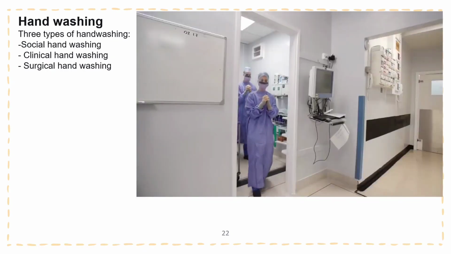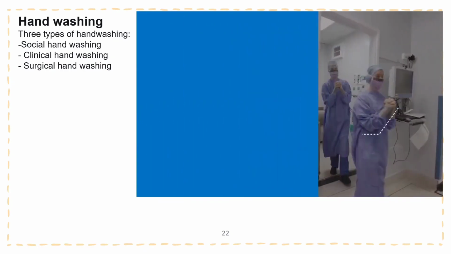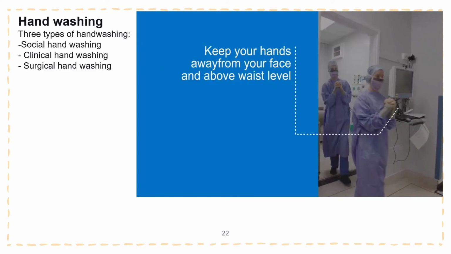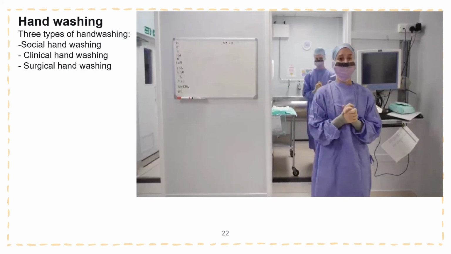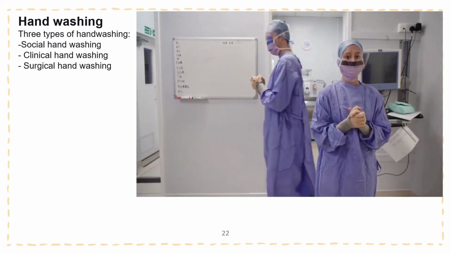Keep your hands away from your face and above waist level. You are now ready to enter the sterile field. Once in the sterile field, hands should be kept at chest level at the front. Do not cross hands or put them under the axilla. When you pass another person who is scrubbed, try always to pass back to back.